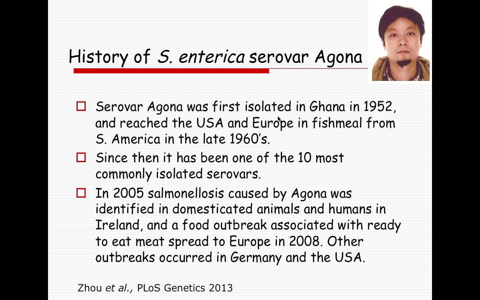Bacteria, I've seen very little evidence for recently emerging pathogens. Instead, I've seen evidence for poor epidemiology, lack of recognition, geographic migration. In this case, I think we have a recently emerging pathogen, but it emerged since the 1930s. So recent means 80 years. So Agona was first isolated in Ghana in '52. It reached the USA and Europe in fish meal imported from South America in the late '60s, and it is since then one of the 10 most commonly isolated serovars.